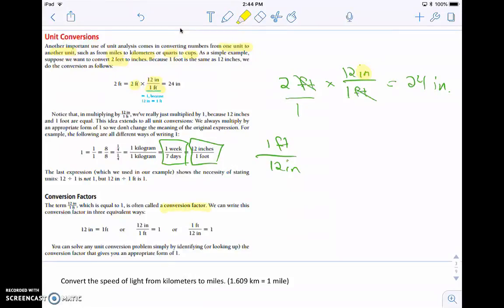Again, there's so many different names. This book calls it the conversion factor, and you can write it several different ways. So when we look at the 12 inches equals 1 foot, you can say 12 inches equals 1 foot, or 12 inches over 1 foot is equal to 1, or 1 foot over 12 inches equals 1. There's 3 different ways to represent the same idea. And we're going to be using mainly these ideas right here to do some conversions. It just depends on what we are trying to convert to.